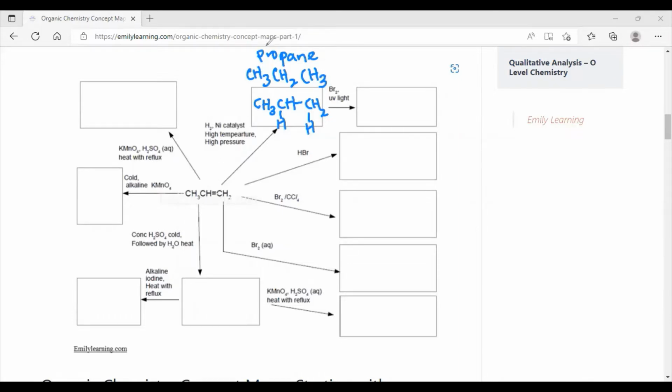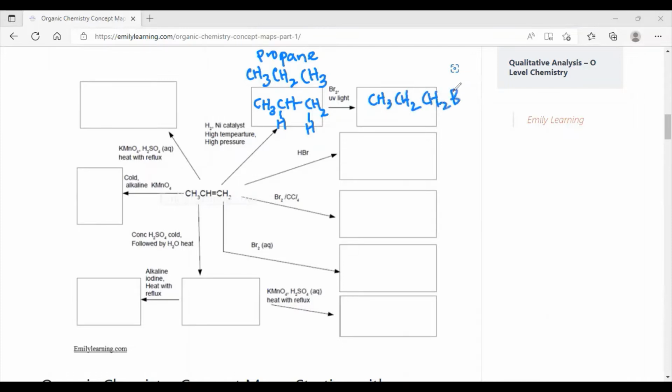Now, propane is an alkane. So alkanes also undergo halogenation, but they would require UV light or heat. So in the presence of UV light or heat, propane can undergo free radical substitution with bromine, and you will form bromopropane. So a variety of products will be formed.